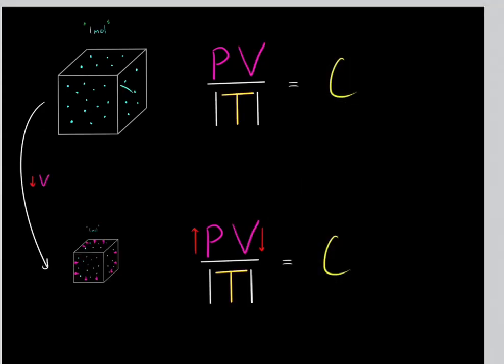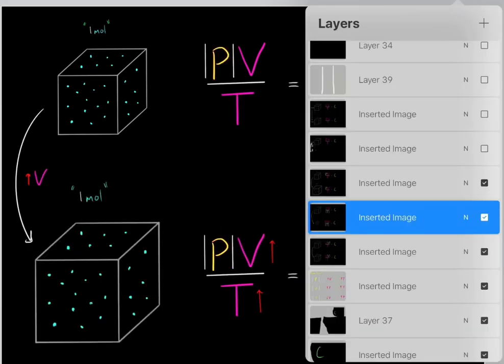So let's try another example. Let's say the temperature is constant. What happens if you decrease the volume? If you squish this and decrease the volume? Well, if you decrease the volume, you would have to increase the pressure, because that's the only way to allow this to remain constant. So that's another rule of thumb.